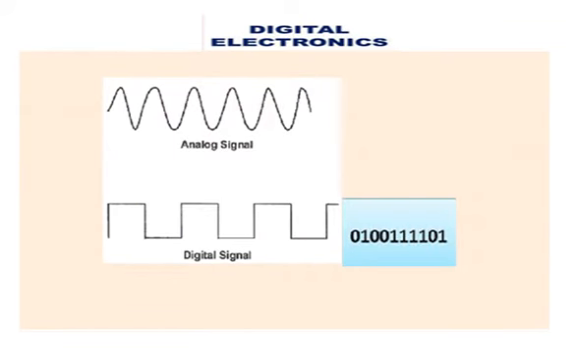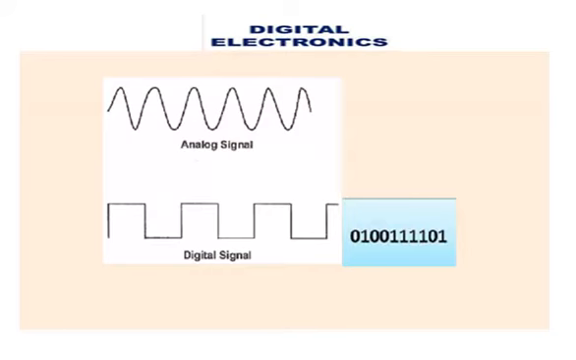Today we are going to talk about the subject digital electronics. Today we are going to talk about the very basics about the subject. Now let's discuss two different types of signals, which are the analog signals and the digital signals.